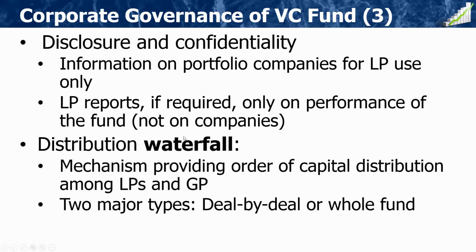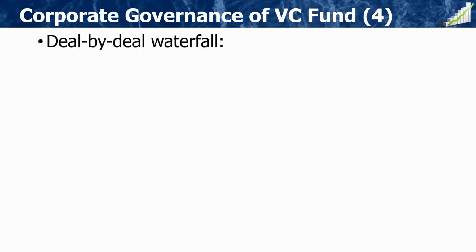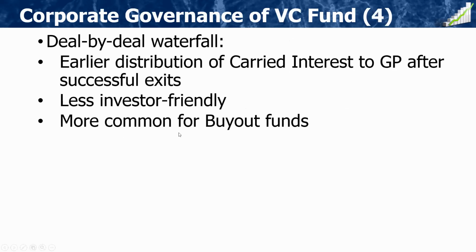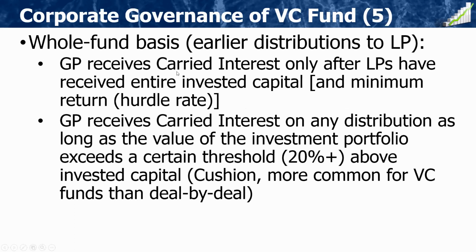Distribution mechanism: as far as I remember, the waterfall provides two types, either deal by deal or whole fund basis. Deal by deal, remember, means earlier distribution to the general partner, is less investor friendly, and is more common for buyout funds. Whole fund basis is, again, much better for limited partners. The general partner receives carried interest only after the limited partners get everything they should.